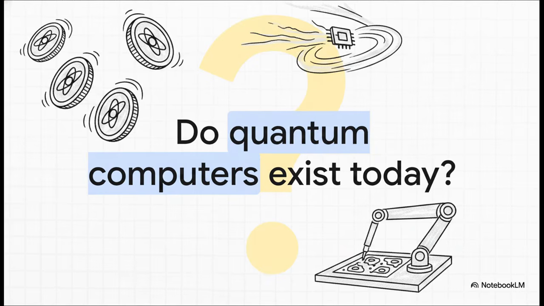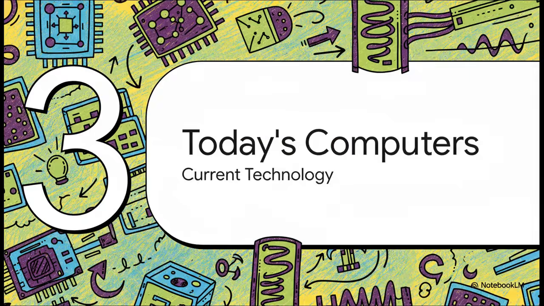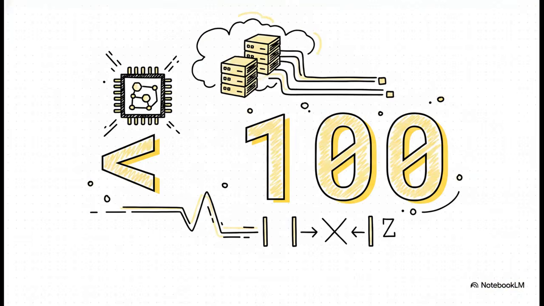Okay, so with all this wild talk of spinning atomic coins, teleporting information, and nanoprinting, you might genuinely be wondering, is this all just science fiction, or do these machines exist in the real world right now? Let's look at Part 3, today's quantum computers. The truth is, they do exist right now, and the progress is absolutely fascinating.